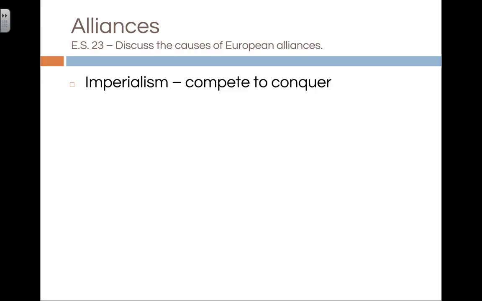So to begin with, we need to talk about the causes of European alliances. If you remember in our last unit, we were talking about imperialism and how we saw numerous European countries go to Africa or Asia or other countries around the world and take them over, establish them either as a colony, a protectorate, or some other form of rule to benefit the European country. And all while what they were doing is they were competing against other European countries to kind of one-up each other. If I get here and claim more land, well, then I'm better than you.